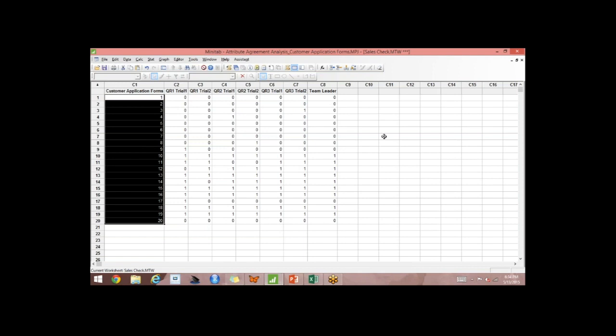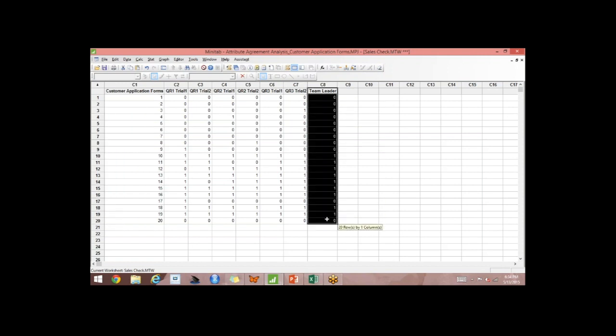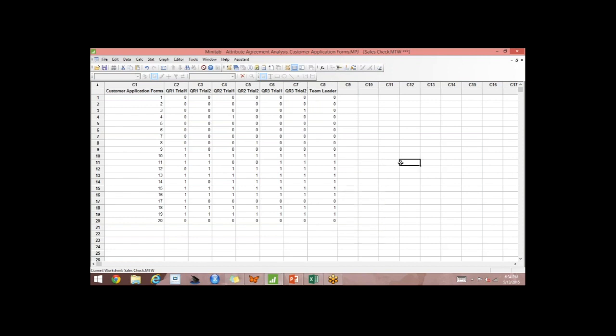The second step was create a master standard to designate each sample to its true category. Yep, I have my team leader. I have given these 20 application forms and I've collected the information which he has given. And he is considered to be more or less correct always. He's my standard. I'm going to compare each and every quality representative against the team leader's performance, against the team leader's recordings.